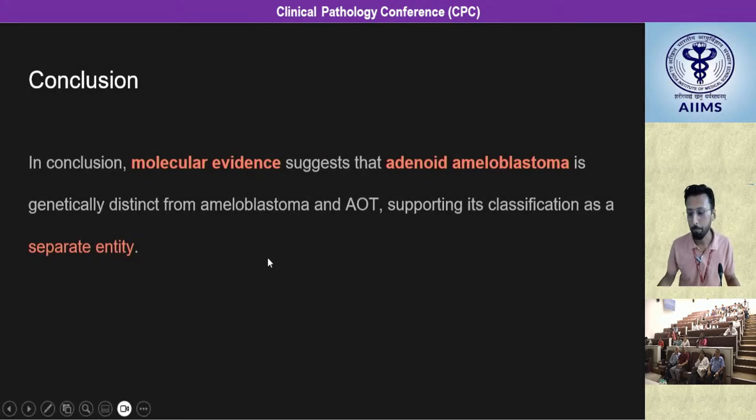So, to conclude, the molecular evidence means the BRAF and the KRAS mutations were absent, whereas CTNNB1 mutations were present. So, they suggest that adenoid ameloblastoma is genetically distinct from ameloblastoma and AOT, supporting its classification as a separate entity.